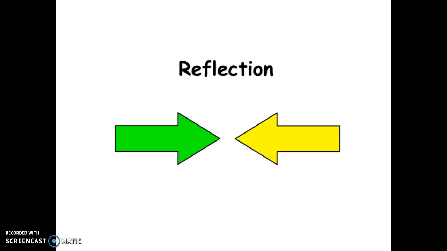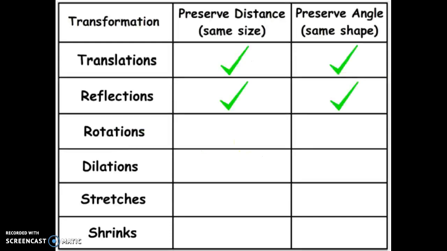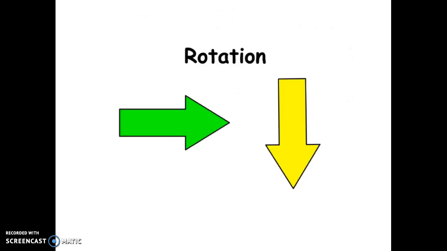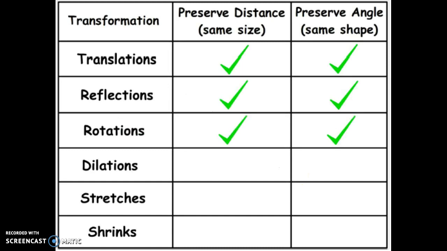A reflection, we see that our segments are the same length. And we also see that our angles appear to be the same measure. So again, we are preserving distance and preserving angle with a reflection. And a rotation, the segments are the same length. The angles are the same measure. So again, we do preserve distance and preserve angle.